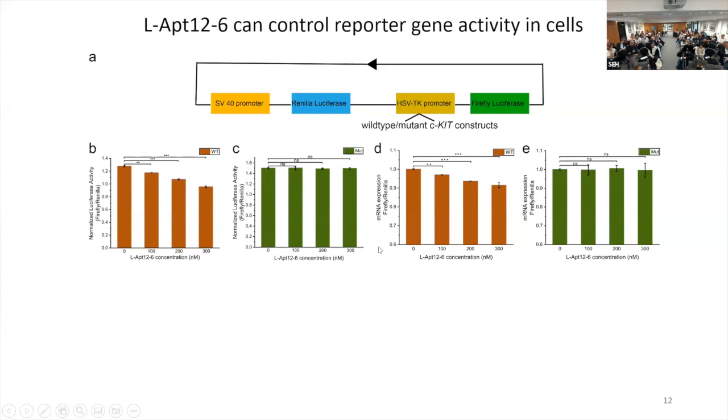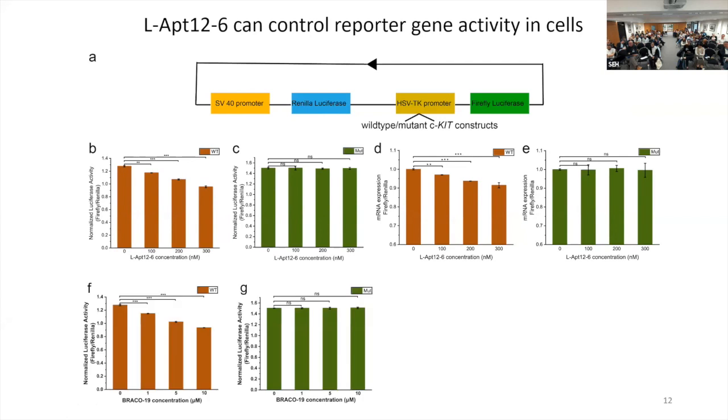And to see if the effect is caused at the transcription or translation level, I also performed qPCR to test the mRNA level, and we can also see with aptamer addition, the mRNA level also gets decreased. This means that our aptamer can target the DNA G4 and regulate the transcription process.